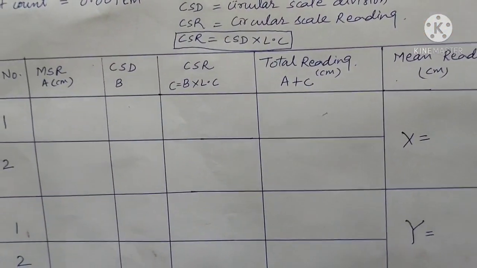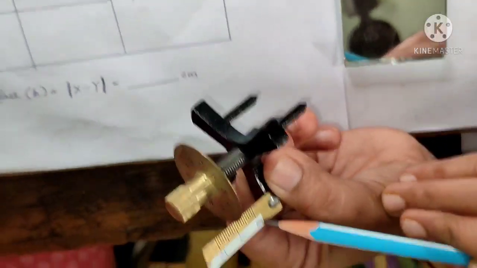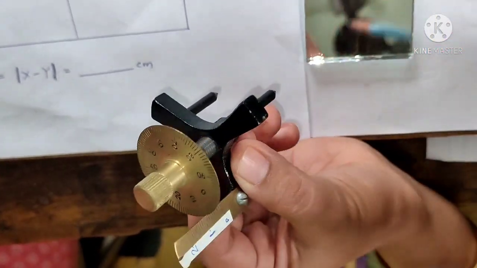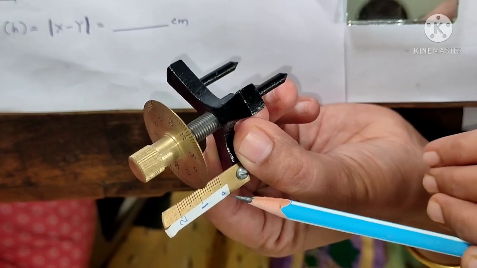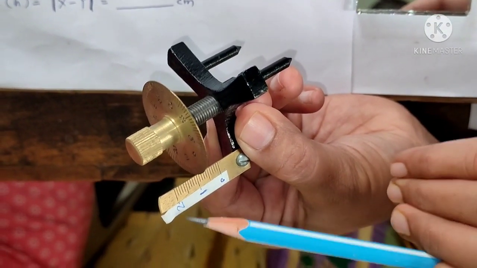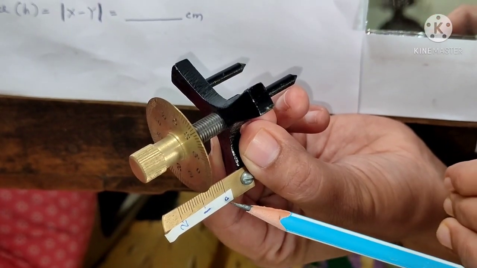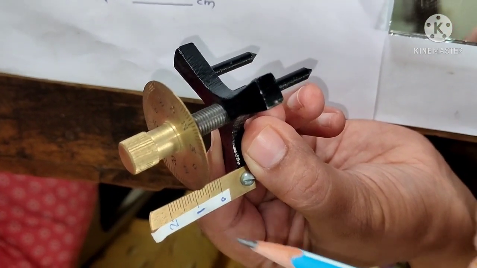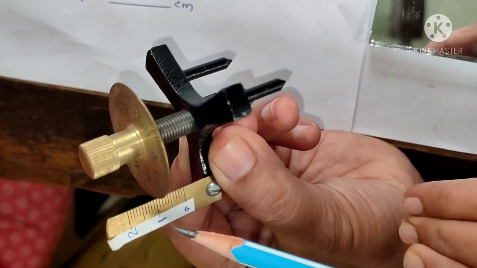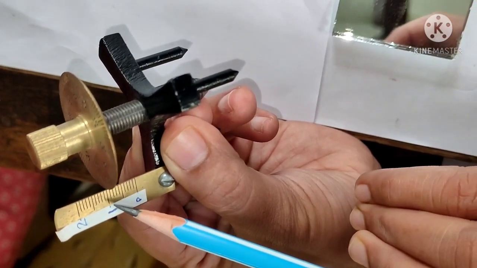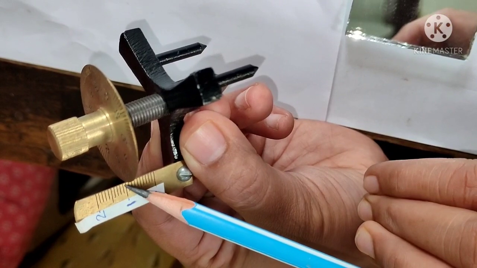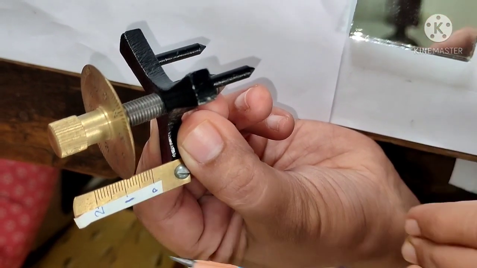So the first column is the main scale reading. Now how to find the main scale reading? This vertical scale is the main scale, while this is the circular scale. You can see that the marking on the main scale is in centimeters: 0, 1 centimeter, 2 centimeter, and each 1 centimeter is divided into 10 divisions, right? So this disc is touching this division, which is 1 centimeter, right? So the main scale reading is 1 centimeter.